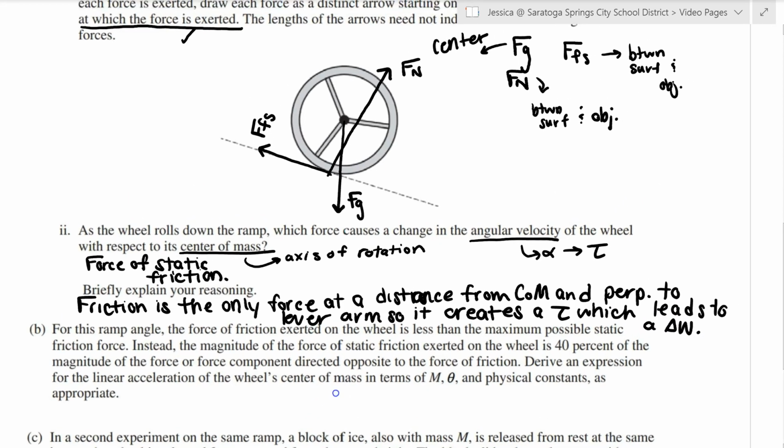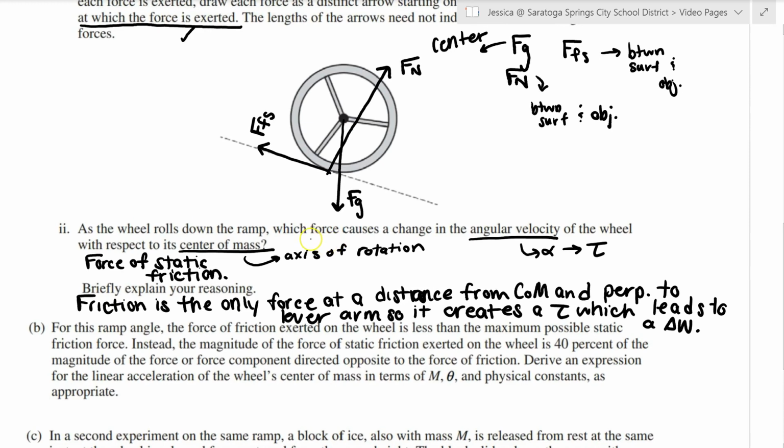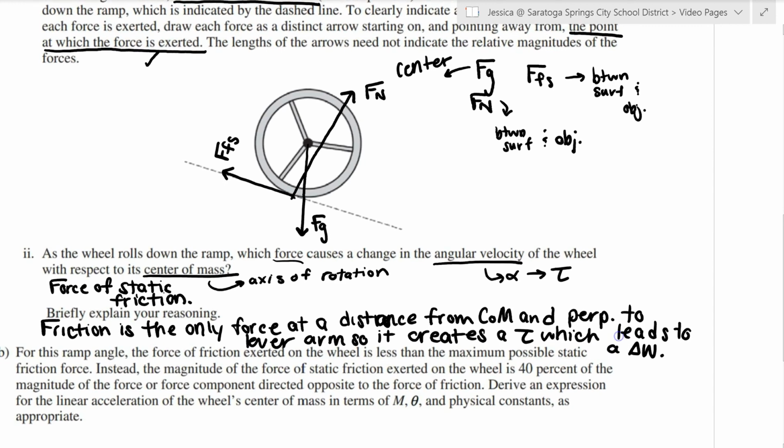Okay. So I talked about which force, the force of friction with respect to the center of mass, and I briefly explained my reasoning. I went through why friction creates a torque and torque leading to change in angular velocity. Let's go ahead and check my points for that first part.